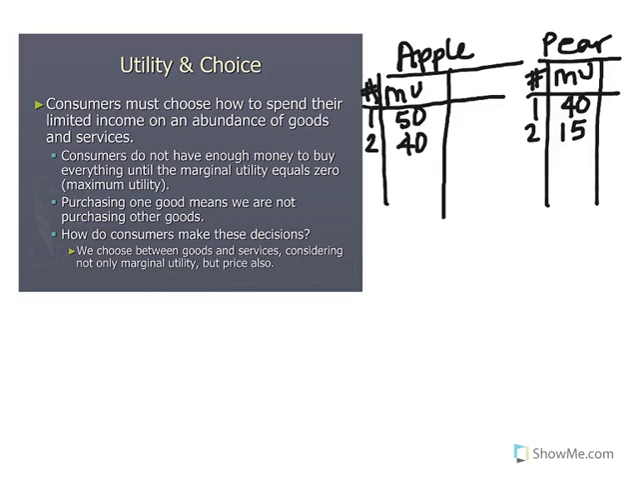So when we are looking at how people actually consume goods and services, we are not just looking at the utility alone, but notice here at the bottom of the slide, I say we look at the price also. So we have to look at the marginal utility in relation to the price to know what we actually purchase. So let's add the prices in here. Let's say that an apple costs $2 and a pear only costs $1.